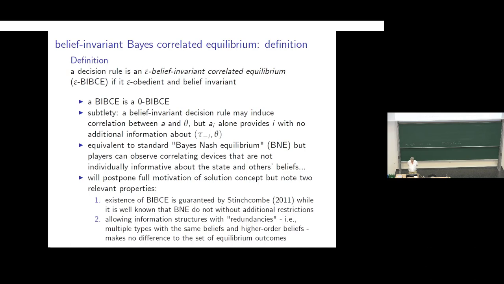And allowing information structures with redundancies. So under this solution concept, the universal state space really is as rich a description of the information structure as you could be interested in, because if you had multiple copies, if you had types who had the same hierarchies of beliefs, it wouldn't make any difference.